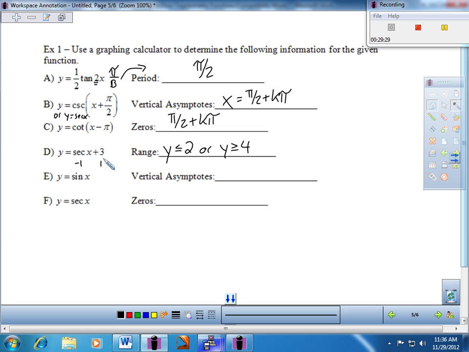one of the day. So y equals sine of x, does it have any vertical asymptotes? No, absolutely not. Continuous across the board there, domain's all real numbers. Secant of x, does it have any zeros? No, of course not.